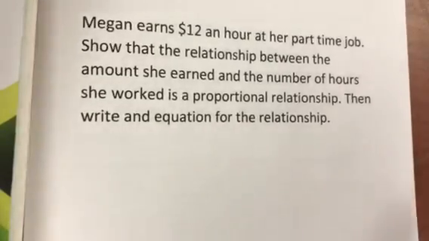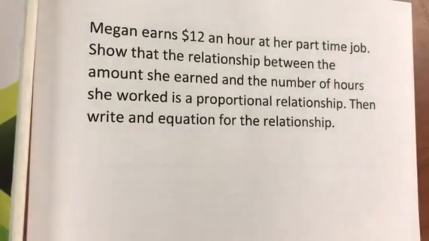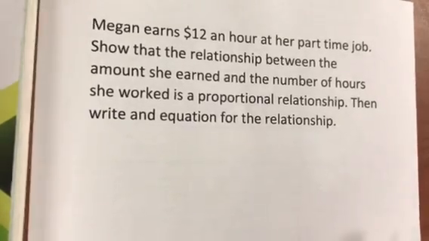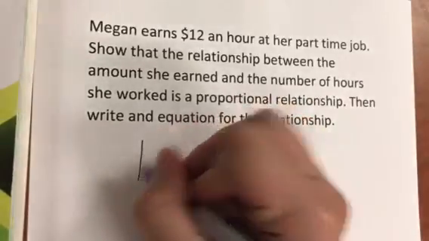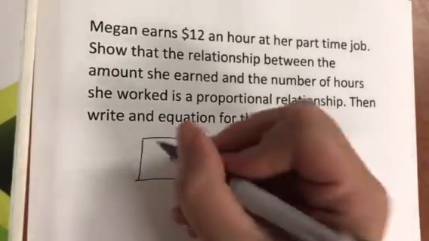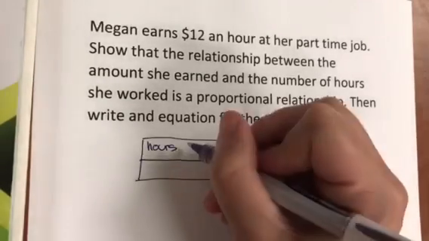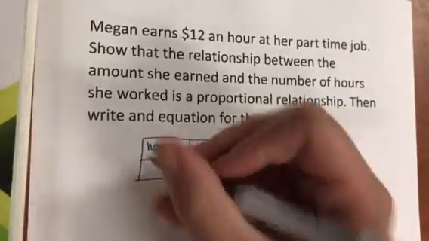Megan earned $12 an hour at her part-time job. Show the relationship between the amount she earned and the number of hours she worked is a proportional relationship. Then write an equation. Okay, so let's start by creating a table. I'm going to put the number of hours she works on top. So hours over, what do you think that dependent is? The money she makes.